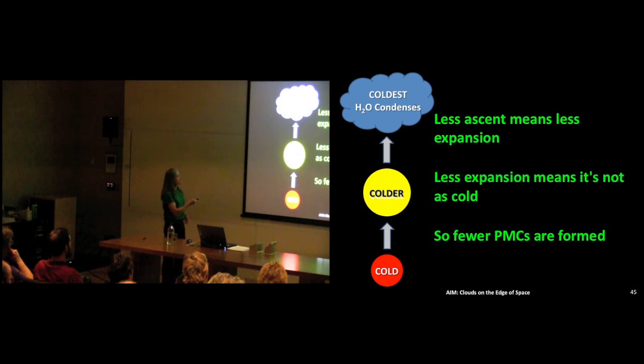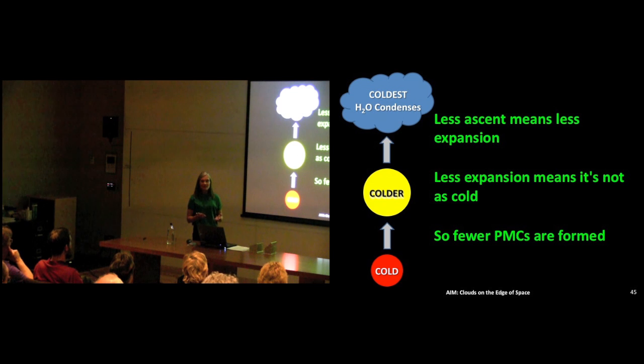So less ascent means less expansion. Less expansion means it's not as cold. So that means you're going to get fewer PMCs. So you have a sudden stratospheric warming, which is induced by planetary waves coming up from the winter troposphere. That is felt in the summer mesosphere as fewer clouds.